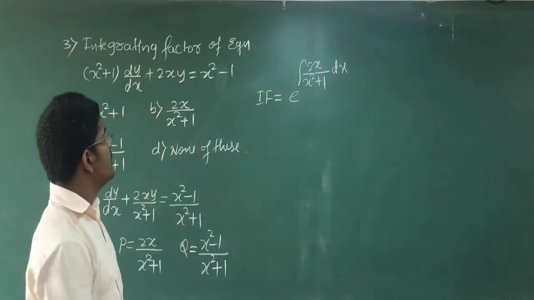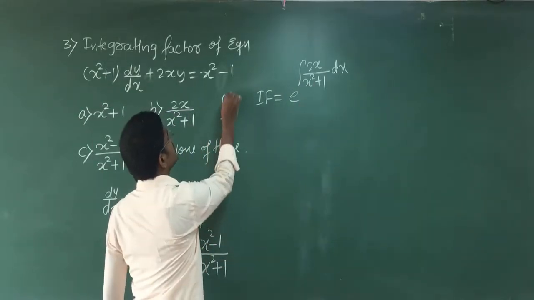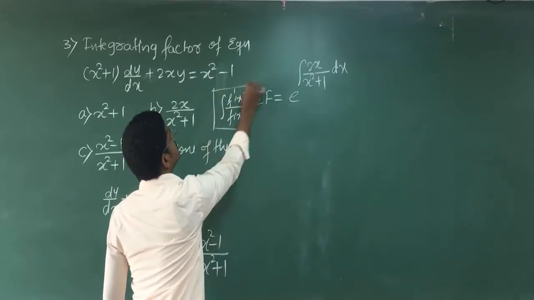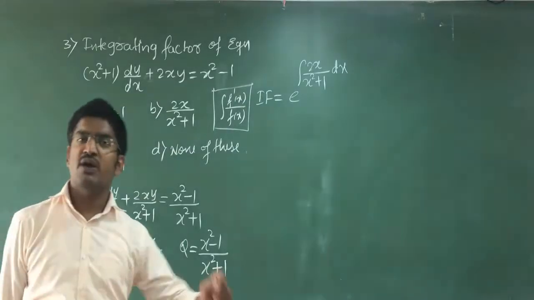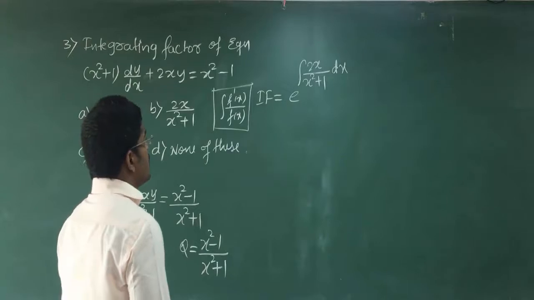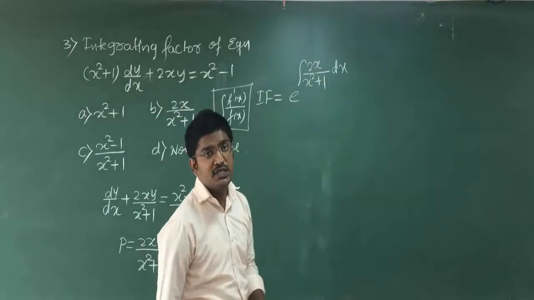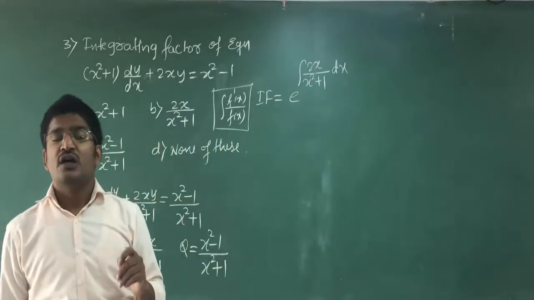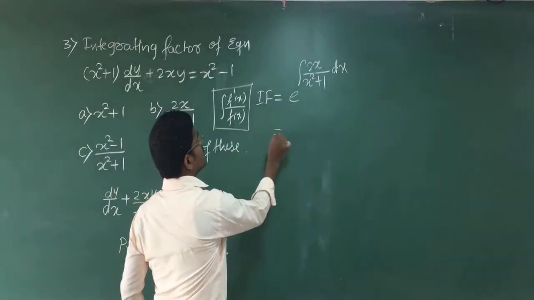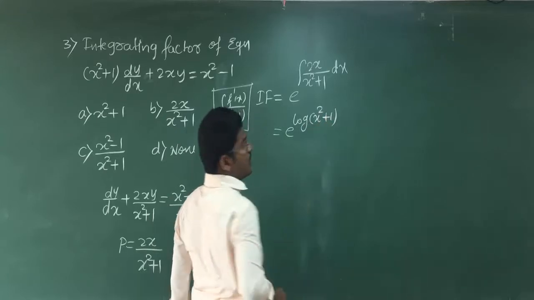Clear? Okay. This function is in the form of integration of f dash of x divided by f of x. That means you must remember the formula of integration of f dash of x divided by f of x. If I differentiate x square plus 1, you are going to get 2x. So that's why it is in the form of f dash of x divided by f of x. So here you are going to have e to the power of log of x square plus 1.